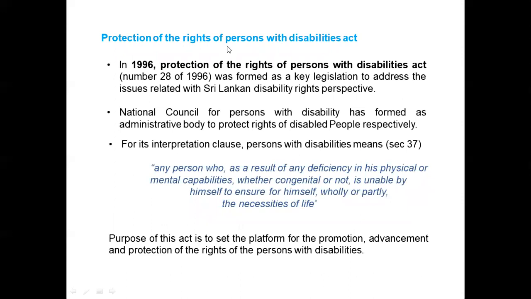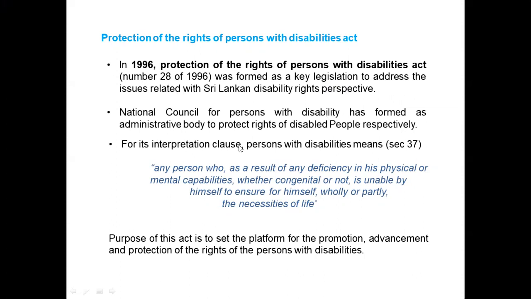Protection of the Rights of Persons with Disabilities Act. In 1996, the Protection of the Rights of Persons with Disabilities Act, number 28 of 1996, was formed as key legislation to address issues related to disability rights in Sri Lanka. The National Council for Persons with Disabilities was formed as the administrative body to protect the rights of disabled persons.